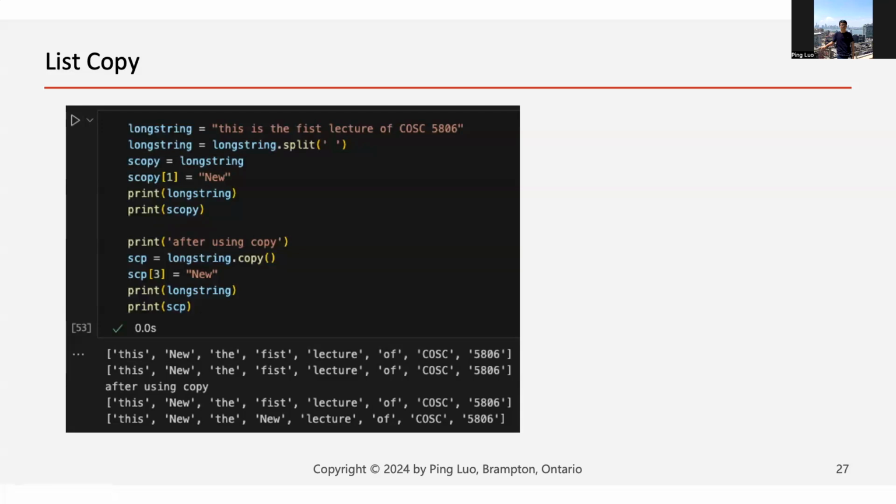So if I want to create a new, independent list that doesn't affect the original list, I can use this method called copy. This way we'll just create a new one. You can see now I change the third element from this SCP, and this one is changed to new, but the original list isn't affected.